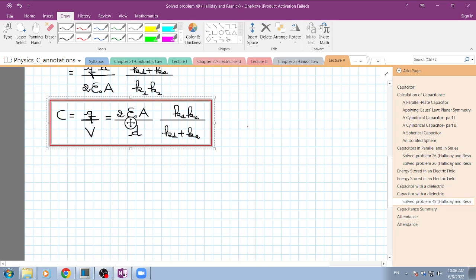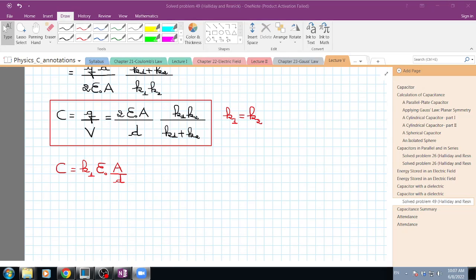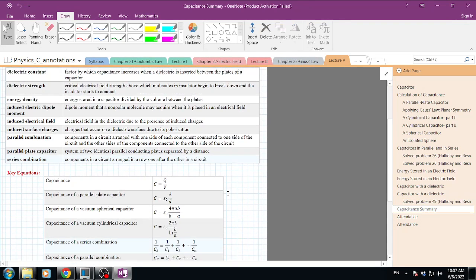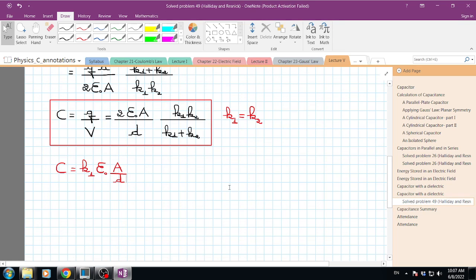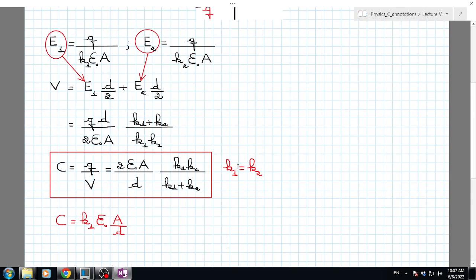And for the case where you have only one material here, that means that K1 equals K2. So this is going to give us exactly the same expression we found for the parallel plate capacitor. Aha, very interesting. And in this case, yeah, exactly the same. Well, that's all I would like to say.